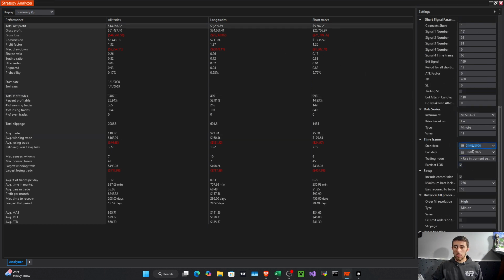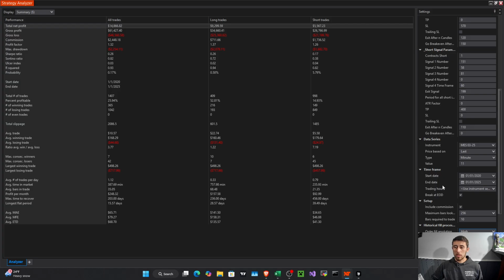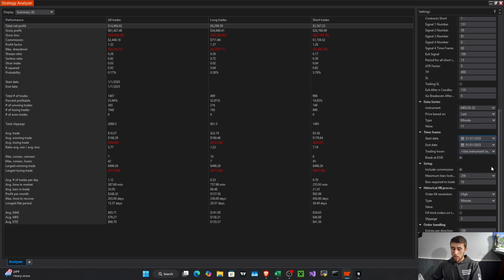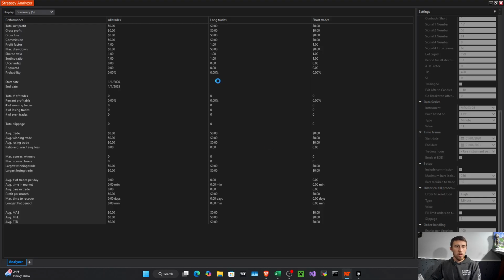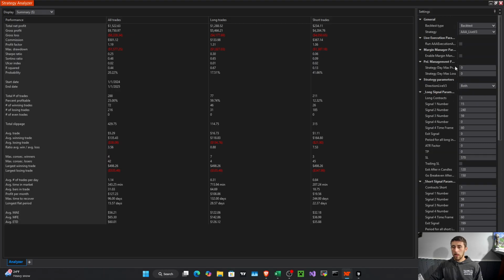Here is the performance over the last 5 years on high order for resolution with 3 ticks of slippage. This was an out of sample period, and this was also an out of sample period. Then my in sample was 2021 to 2024. So it's on the MES 11 minutes, and these are our parameters. So yeah, let's start coding them.